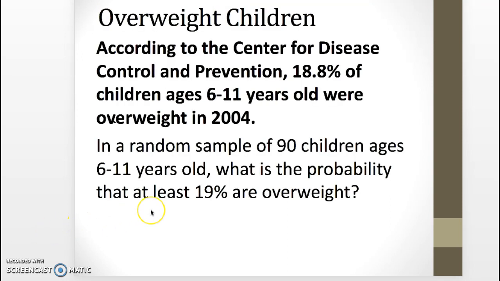and use this information to calculate a probability. So same context, same percentage. We're still dealing with a random sample of 90 children. That's important because if I change that 90, then I'm going to change my standard deviation and I'm going to have to start over with those calculations. So for this one, a sample of 90 children, what is the probability that at least 19% are overweight? Notice 19% is higher than our mean, and we have an at least, which means we're going to be shading above that 19%. Let's go ahead and take this to StatCrunch.